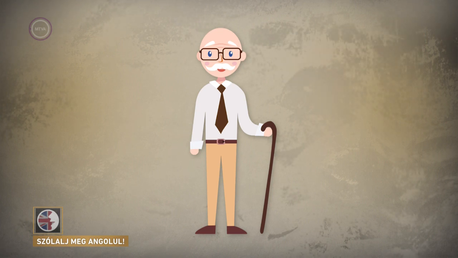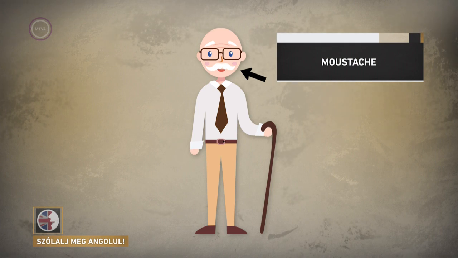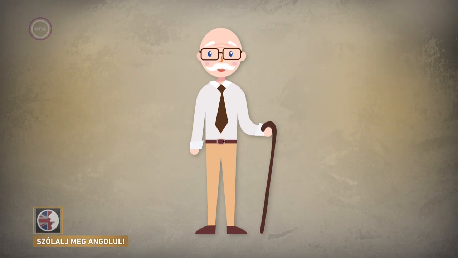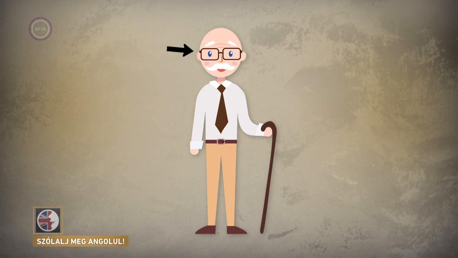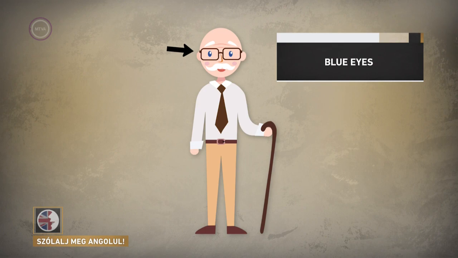Okay, and what else can we see on his face? That's right, he's got hair on his upper lip. He's got a moustache. What colour is his moustache? It's white. His moustache is white. He's got a white moustache. What about his eyes? What colour are Jeffrey Benchfield's eyes? They're blue. Jeffrey's eyes are blue. He's got blue eyes.